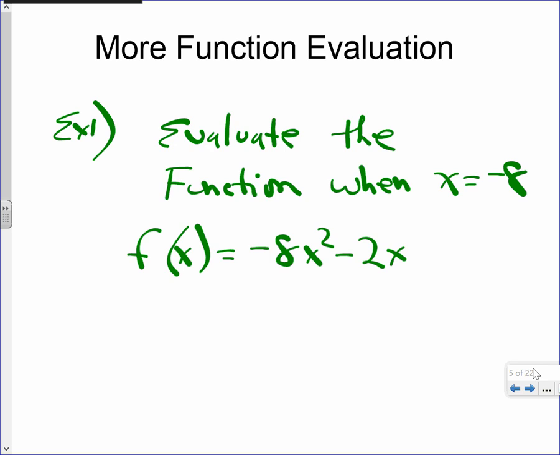On your notes, underneath -8, go and write input. Whatever x is, that's your input. That's your independent variable. Underneath f of x, go ahead and write output.